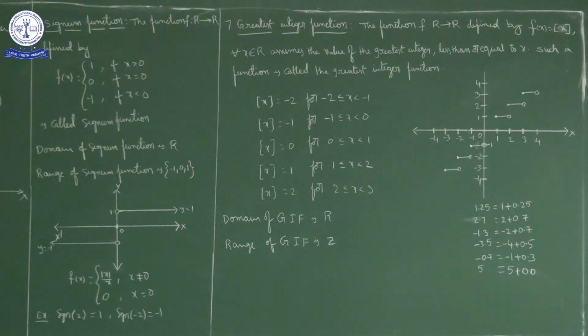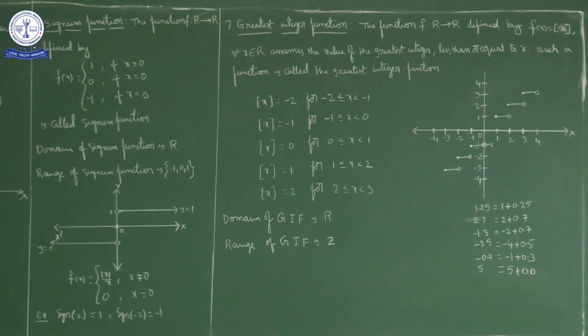Okay, the greatest integer function value, greatest integer of x, is nothing but the value of the greatest integer less than or equal to x. So greatest integer of minus 3.5 is minus 4. Greatest integer of minus 0.7 is nothing but minus 1. Greatest integer of 5 is 5.